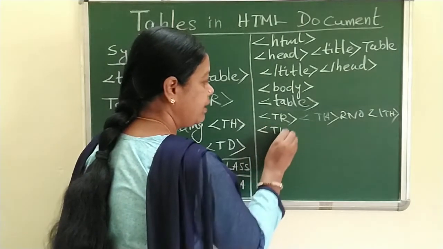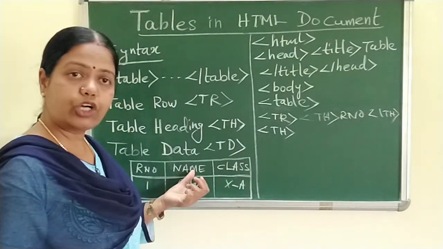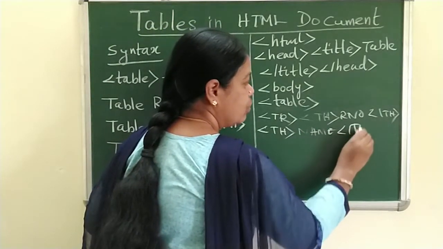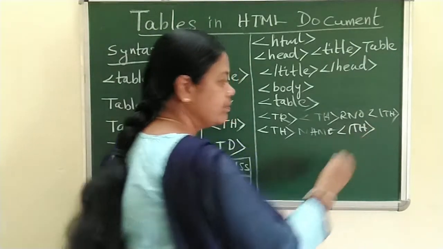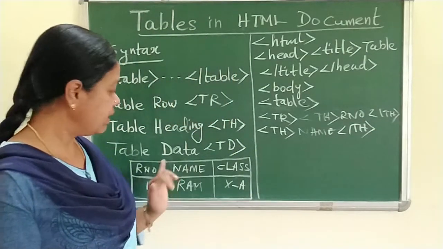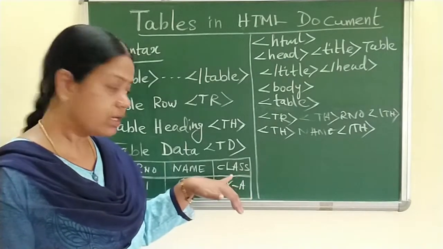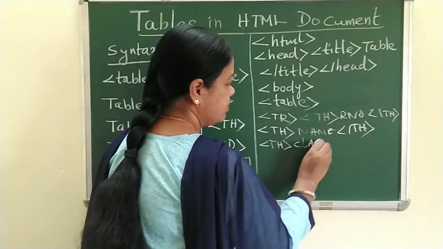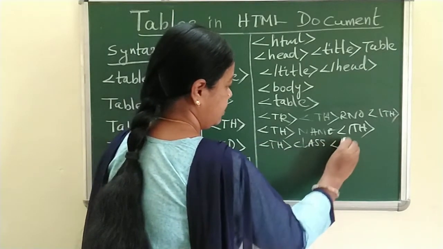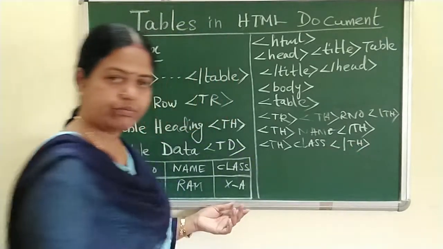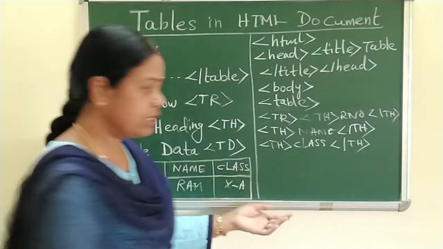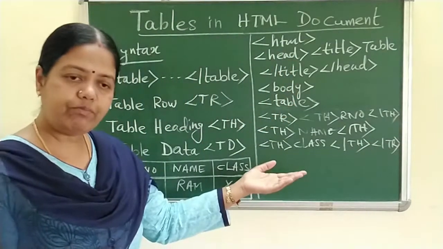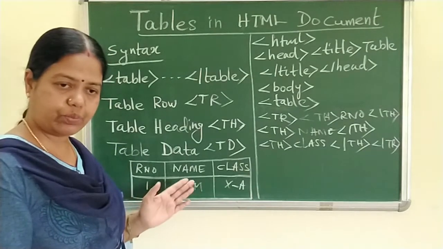Now first row, second column, also heading. Then start the table heading. Then write the column heading name. Then close the table heading. Table heading, and first row last column is class. Then table heading, class. Then close the table heading. Now the first row got over. Then close the tr. Same way we have to start the second row.